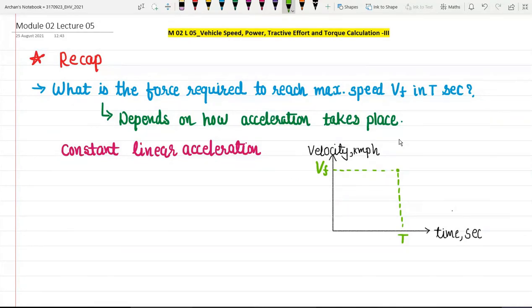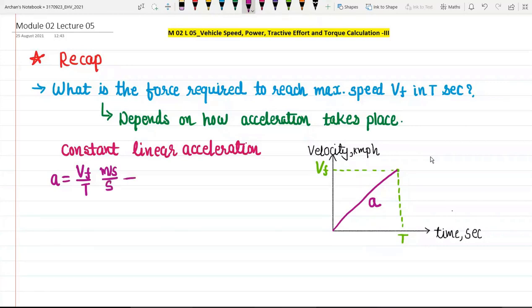And we have discussed the constant linear acceleration, right, where we are following this graph. Starting from 0, I have constant acceleration until we reach the maximum speed vf in time t. Let this acceleration be a, right? And we have derived various equations for this acceleration. Say a is equal to maximum speed divided by time t, where vf is in meter per second and time is in second, right?